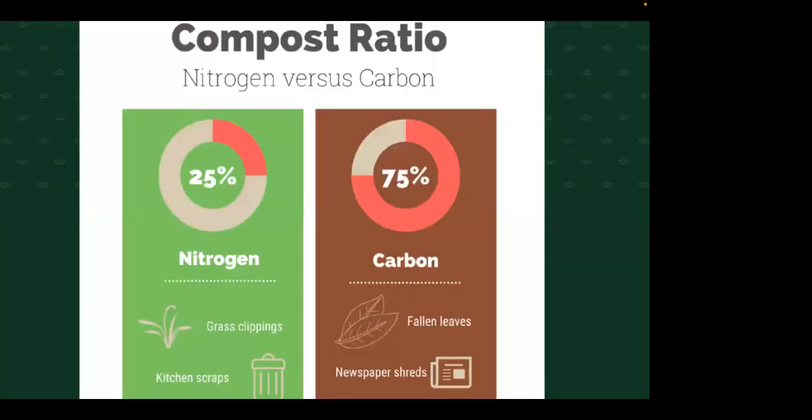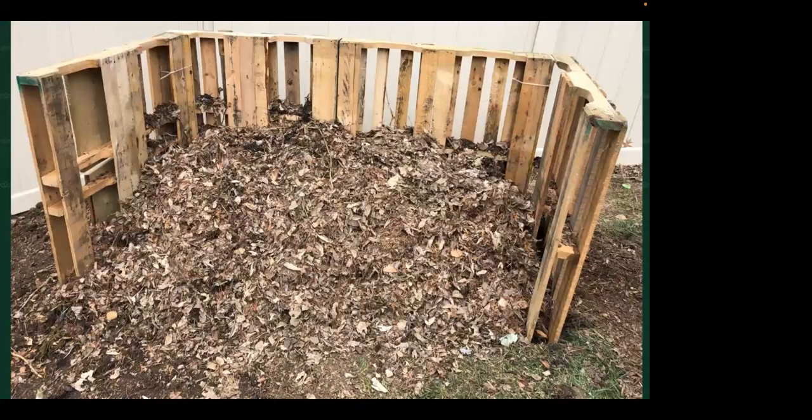Okay. So here's a sort of a visual of that: 25 to 75, nitrogen versus carbon. Nitrogen is like your kitchen food scraps. This is what mine looks like. I just grabbed some wood pallets my neighbor put out on the street to give away, and I made this little slot. You can tell in the corners, I just put zip ties together because the angle for a nail is kind of weird. So it's really DIY. This is not hard to do.